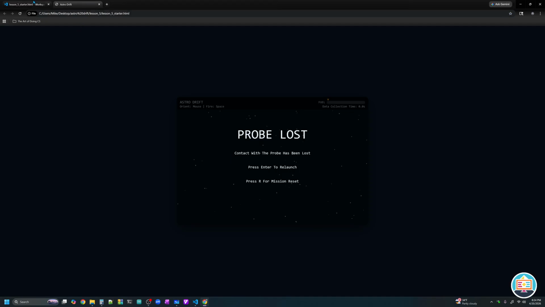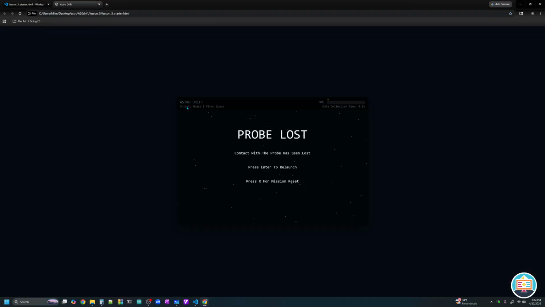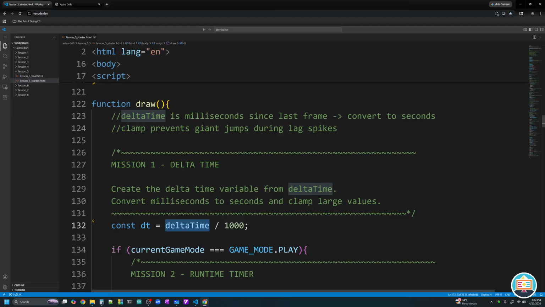It could be huge. Imagine if I was over here for like 40 seconds doing something, and then I came back to my tab. Well, then dt would be like 40 seconds. That's astronomically huge. And that could cause some really wacky gameplay if we had a dt value that big. So I want to set a maximum number that we will allow for dt.